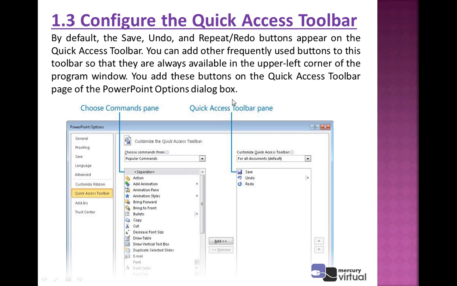This is the PowerPoint Options dialog box. Click on the Quick Access Toolbar and you can either increase or decrease. If you want to add any button, simply click on it and then click on Add and then press OK. So this is how we can add. If I want to decrease, means remove the button from the PowerPoint quick access toolbar, simply click on the Remove button and that icon, that button will be removed from the quick access toolbar.